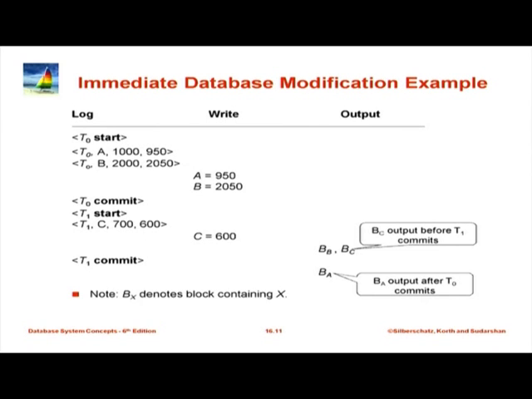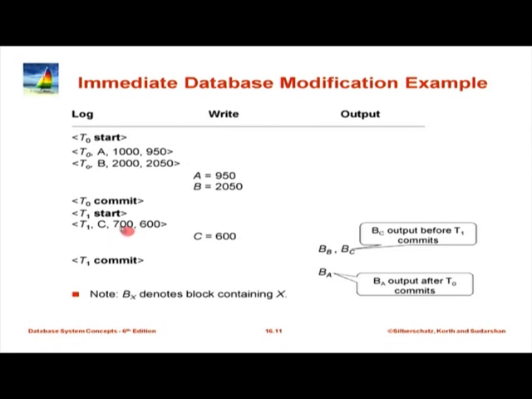Here is a small example of immediate database modification to illustrate what goes on. T0 starts, a log record is written. T0 updates A from 1000 to 950 and it updates B from 2000 to 2050. So, it is transferring 50 from A to B. The log records are written and then the write happens. A is assigned 950, B is assigned 2050. This write is in the buffer still, it has not yet been output. Then T0 commits, T1 starts.